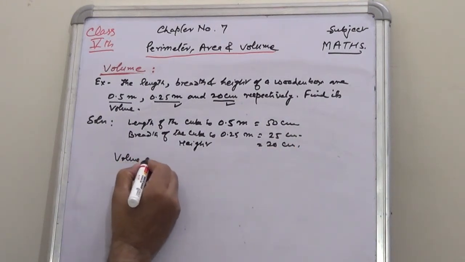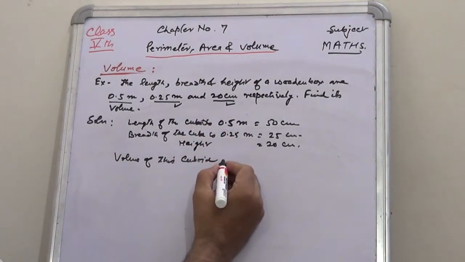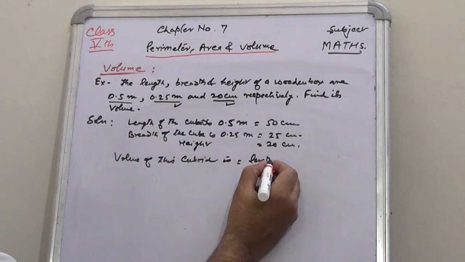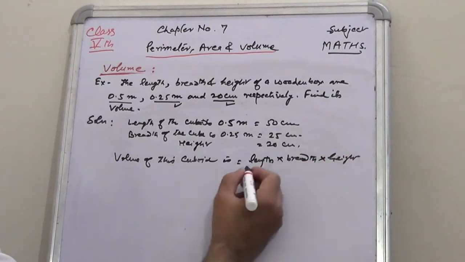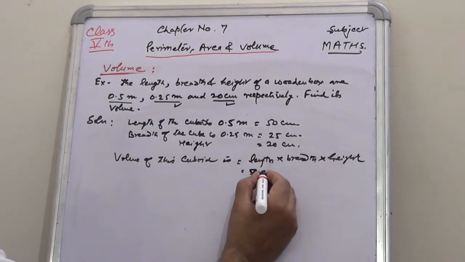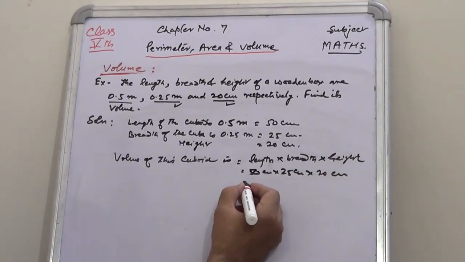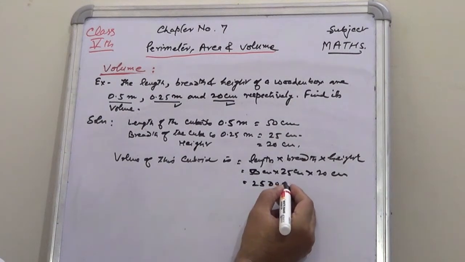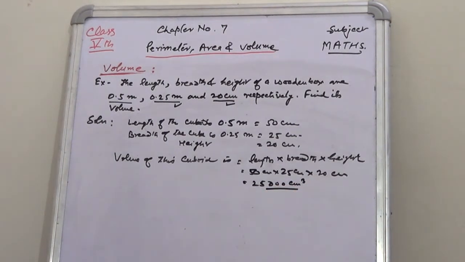Therefore, the required volume of this cuboid is its length multiplied by breadth multiplied by height, 50 centimeter into 25 centimeter into 20 centimeter. This is the required volume of the cuboid.